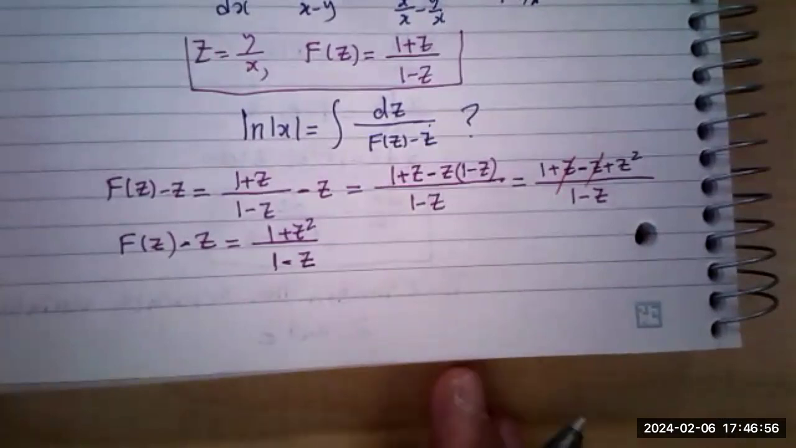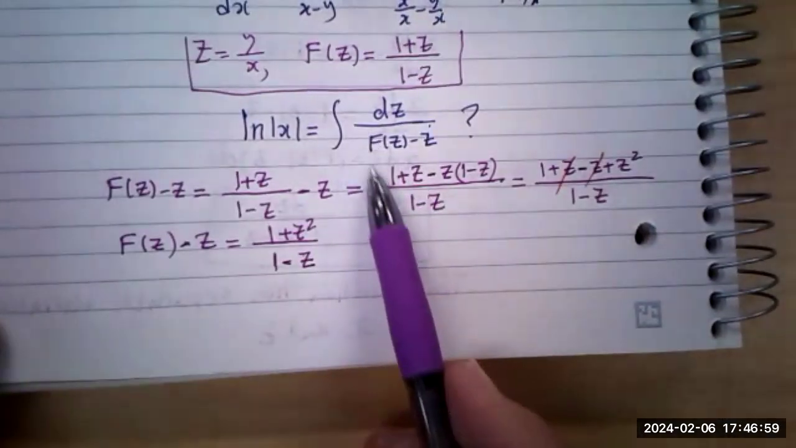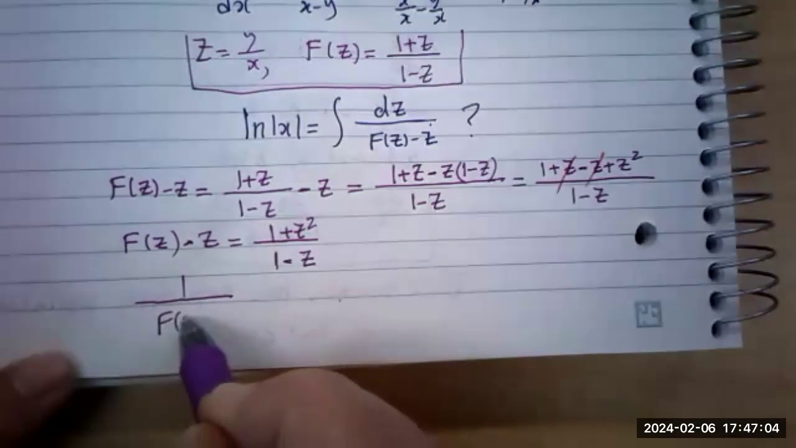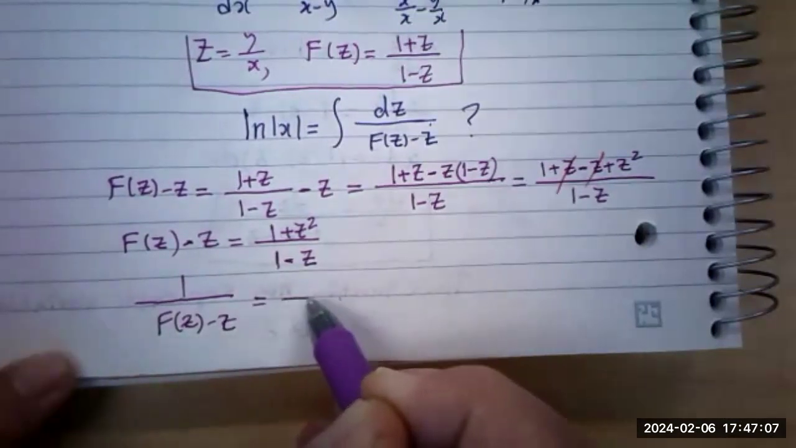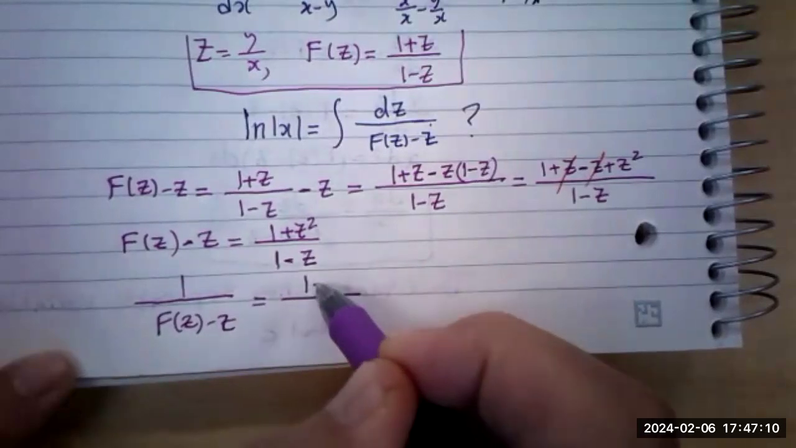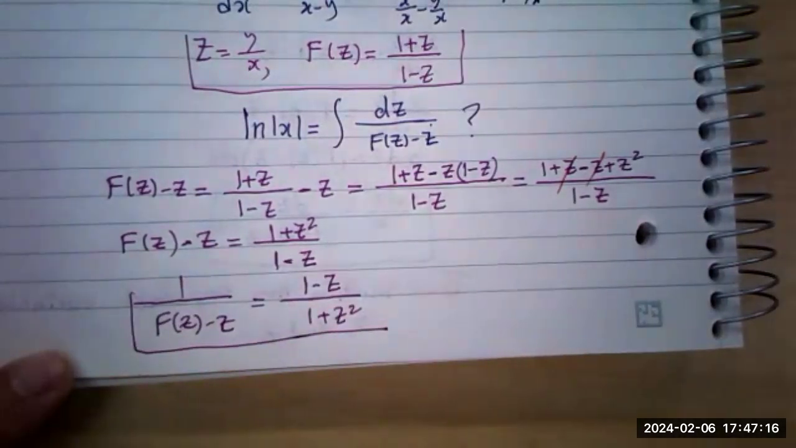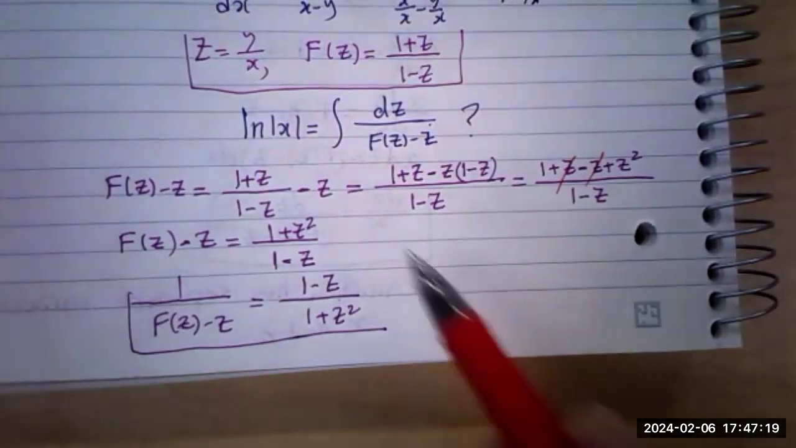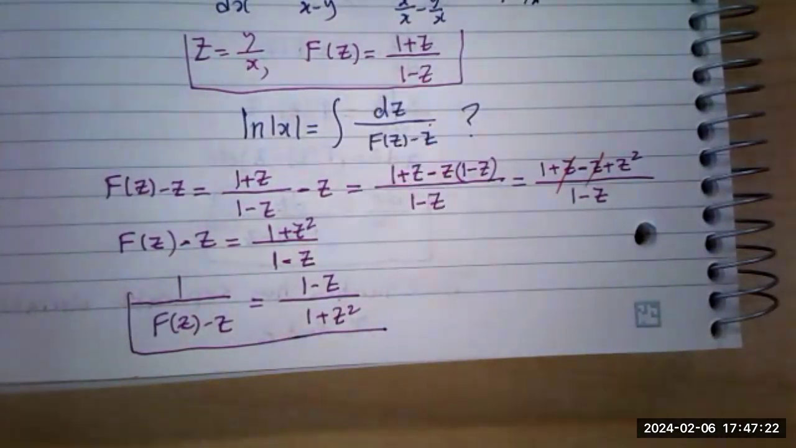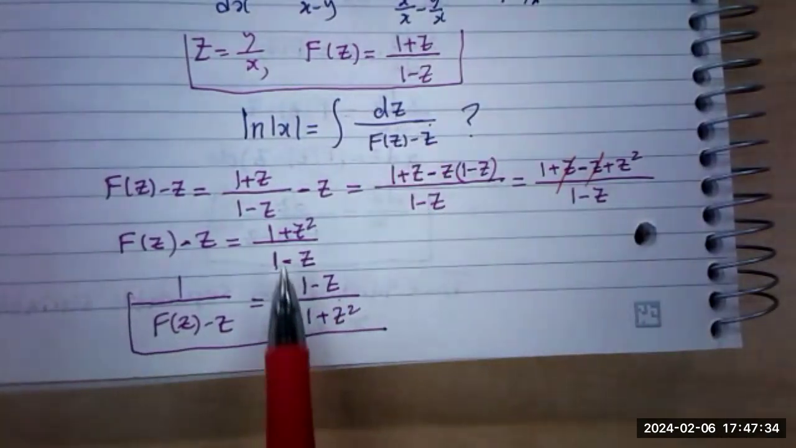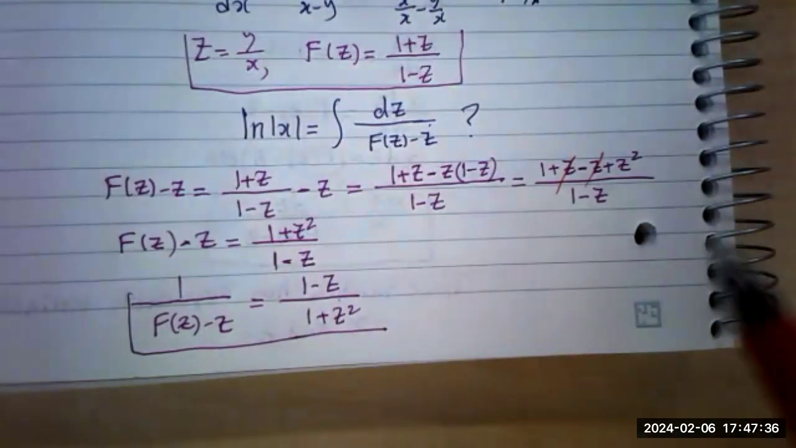So consider the reciprocal that gives you the one that you are going to find the integral of. Consider 1 over f of z minus z. Flip it, so that gives you 1 minus z on the top, 1 plus z squared on the bottom. This is the one that you have to integrate. So simplify it as much as you can. Now go for the integration. Any question? I'll go to the next page and integrate dz.